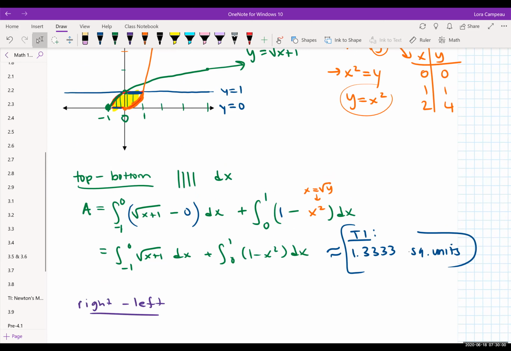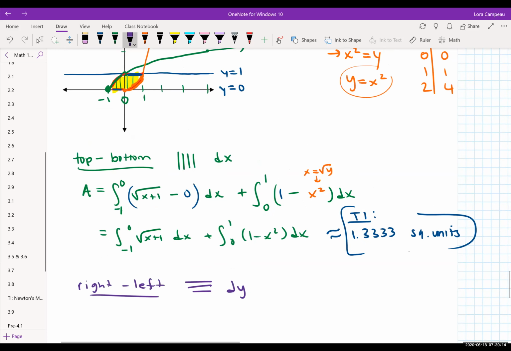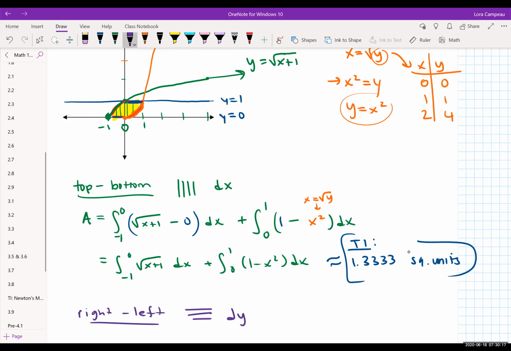And if we do right minus left, remember, we're slicing up horizontally. Whenever you slice horizontally, you're taking the integration with respect to y. If you look at this a little more carefully now, when you slice horizontally, you don't have to use two different integrals because the same curve is always on the right and the same curve is always on the left. Also, what's neat is your limits of integration are already set as well.